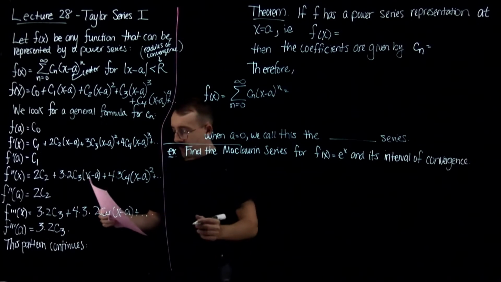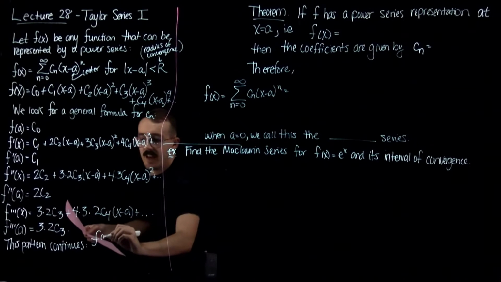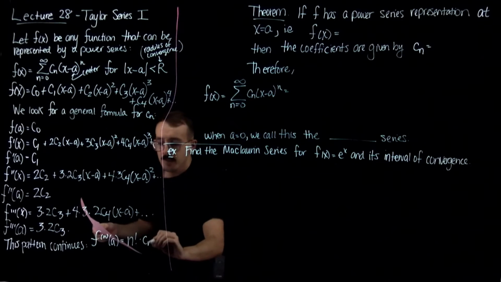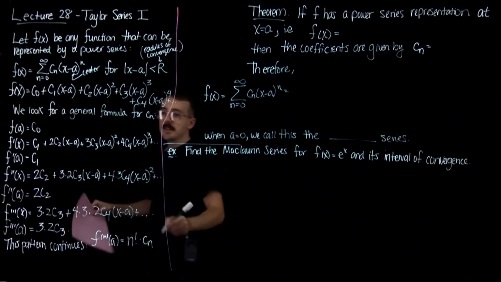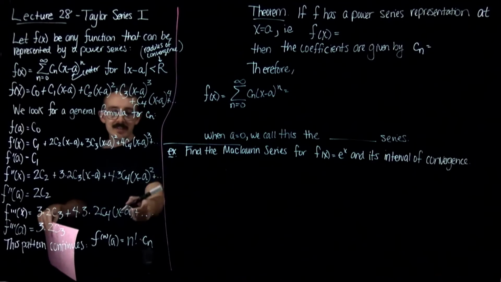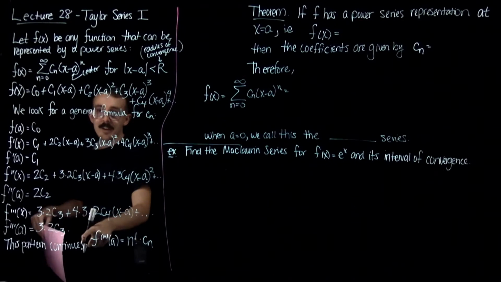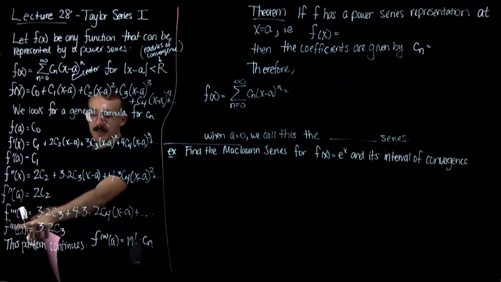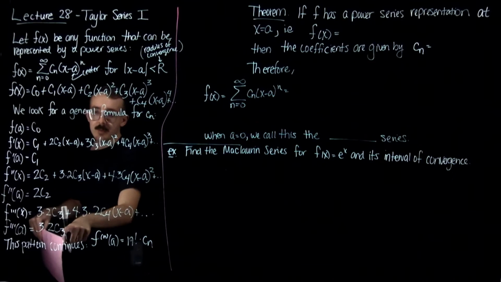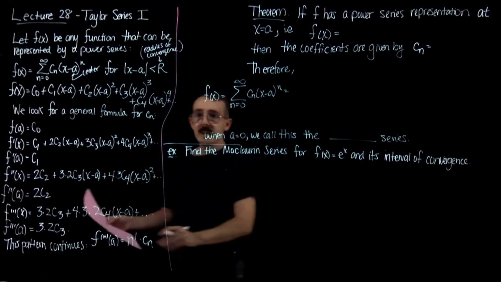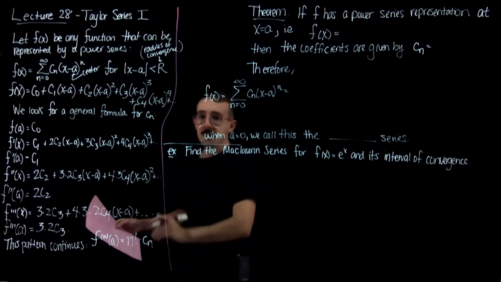And the pattern that you should notice is that the nth derivative at a is equal to n factorial times c sub n, because with each additional derivative, I get another factor for that factorial. So here at the third derivative, I had 3 times 2 times 1, and this will continue. So this is the formula that I can get from this process.